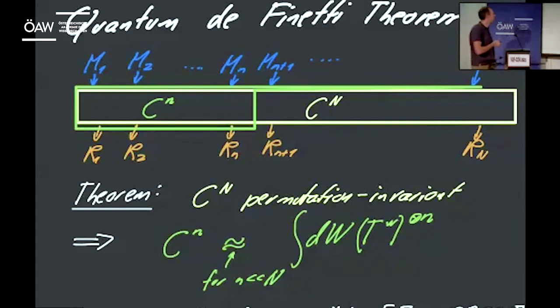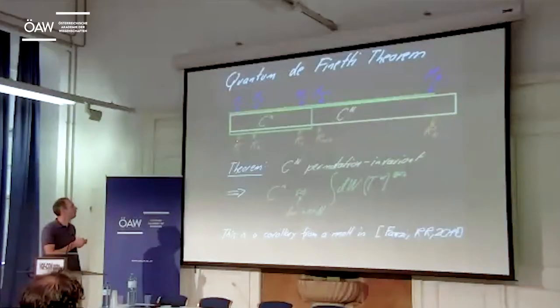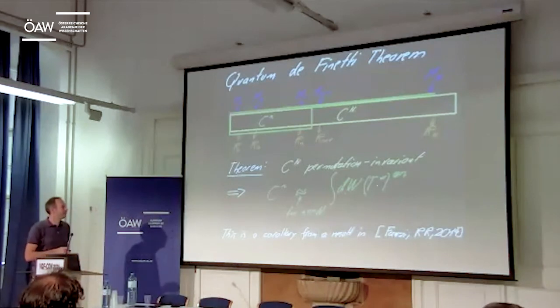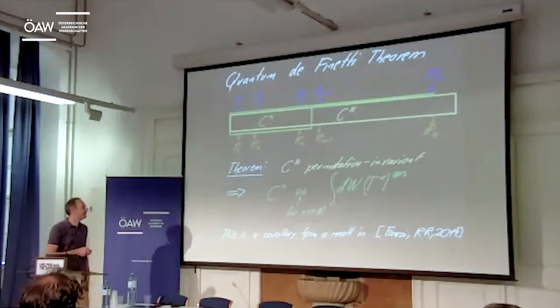Now what the de Finetti theorem tells you is that if you look at only a part of that channel, so you only look at the outputs R1 to Rn, then the channel has a very nice form. Namely, it's basically just the n-fold product of a channel that I call T, from a single M to a single R. And then you take a convex combination. This is indicated by this integral.